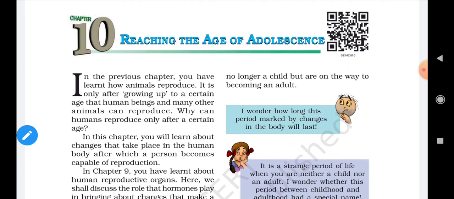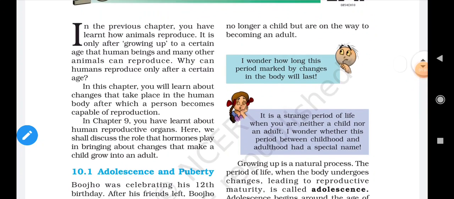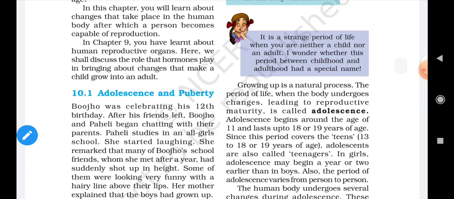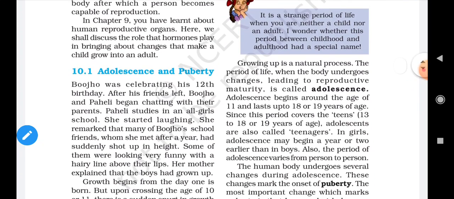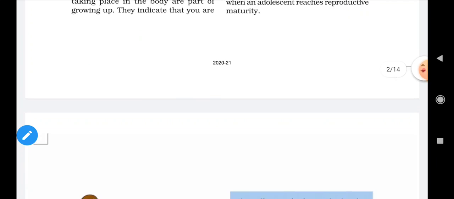Welcome, my dear students. Sorry for the slight interruption in between the lecture. We are discussing unit number 10, reaching the age of adolescence. In this chapter, we have discussed many topics like adolescence and puberty, and the adolescence phase age period in girls and boys.